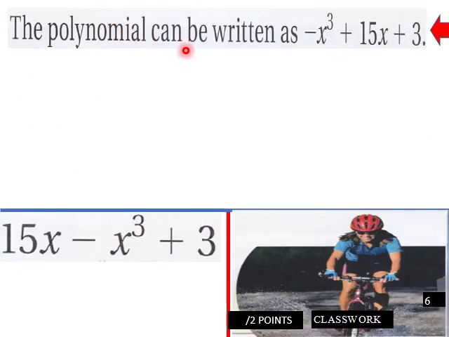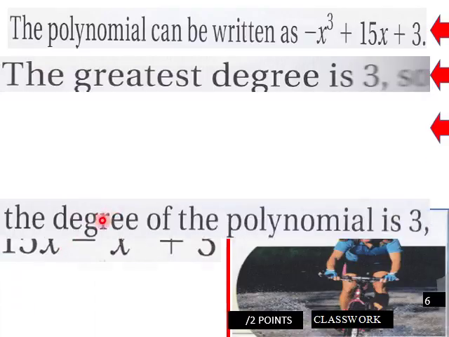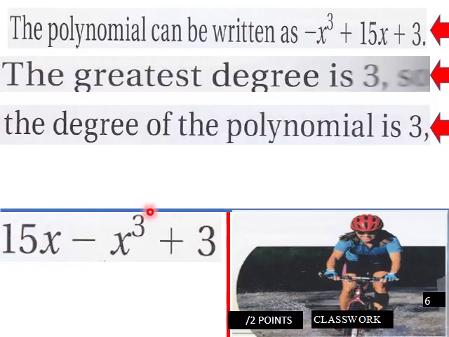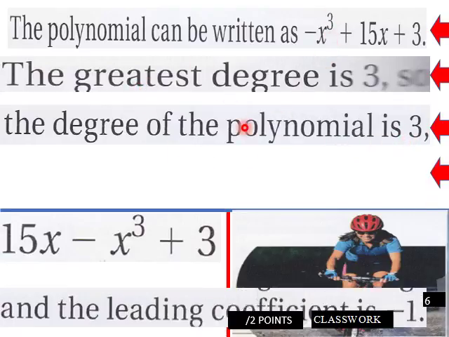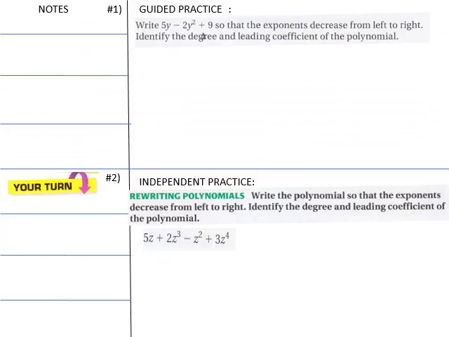The polynomial can be written as negative x cubed plus 15x plus 3. The greatest degree is 3, so the degree of the polynomial is 3. Here is your greatest degree here, so the degree of the polynomial is 3. And the leading coefficient here is negative 1. You have a negative 1 out in front here of the x.